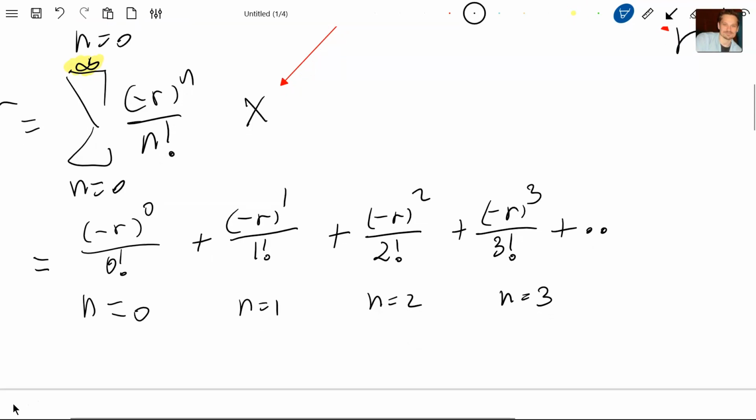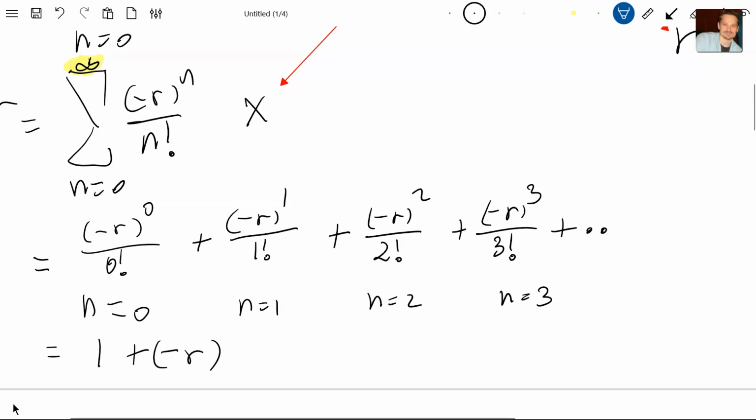Let me just simplify these. So I'm going to chop off anything after n equals 3. So when I do this one, it's going to be negative r to the 0, which is 1. 0 factorial is 1. 1 divided by 1 is 1. This gives me a value of 1. Then I add to it. Next one is negative r to the first is negative r. 1 factorial is 1. So that gives you negative r. So here you put plus negative r if you like.